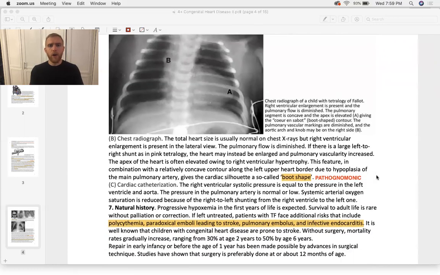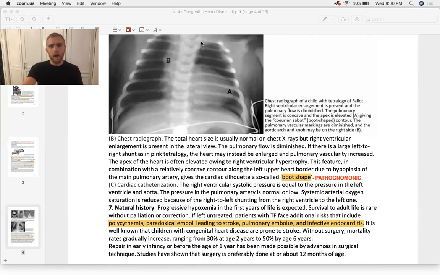So on a chest radiograph of a tetralogy patient, you will see a boot-shaped heart, and that is pathognomonic. It's fairly L-shaped. You see a right ventricular hypertrophy along with a hypoplasia of the main pulmonary artery. And right along here, it should be radiopaque because there should be a pulmonary artery right there going to the lung, specifically the left lung.